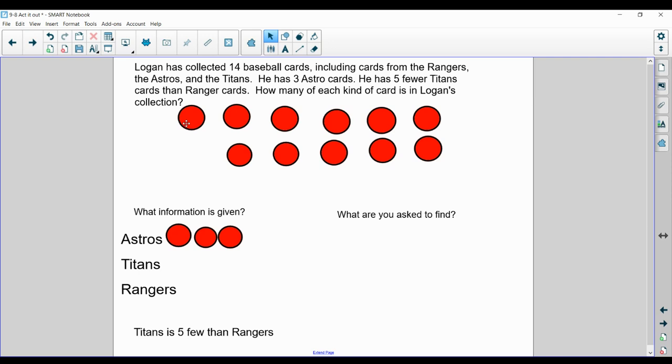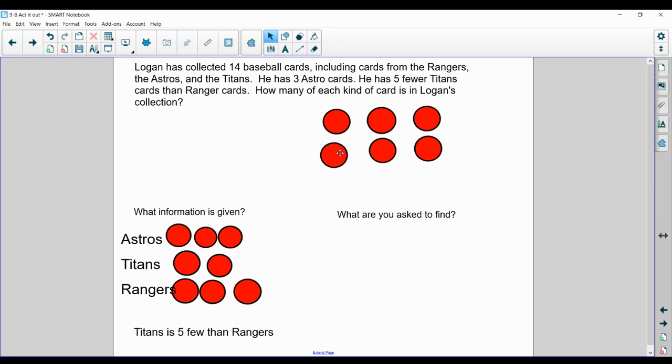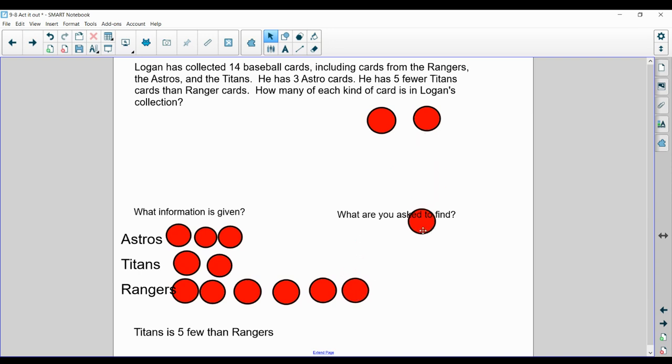So I'm just going to start with, let's say 1, 2. I'm going to put the rest here in the Rangers. 3, 4. And if I line them up nice and neatly, I'll straighten them out a little bit when I get done. If I have my regular smart board, it'd be easy. Okay.